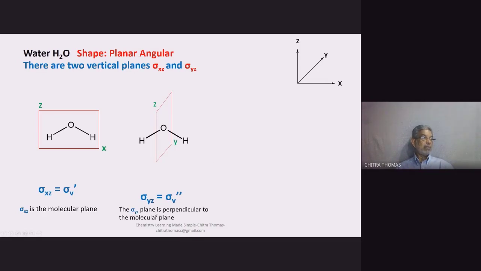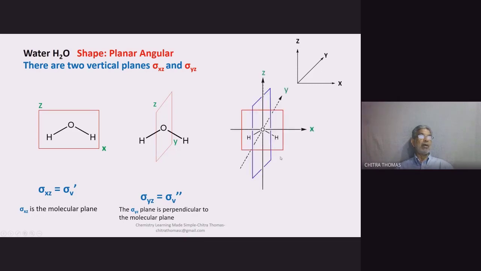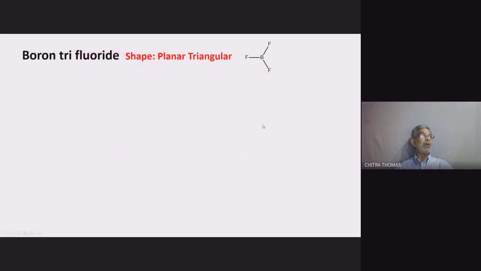So sigma yz plane is perpendicular to the molecular plane. These two are shown in a single diagram here. Then the boron trifluoride, shape is planar triangular.